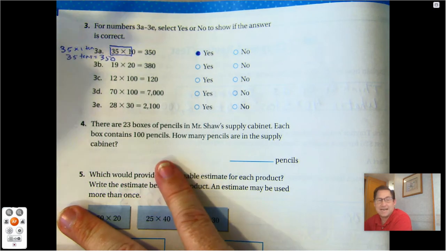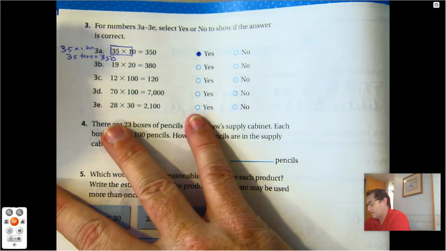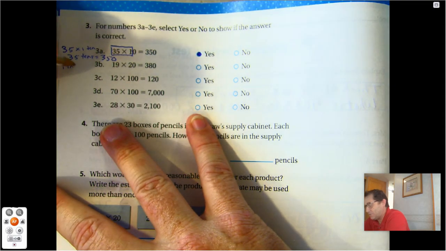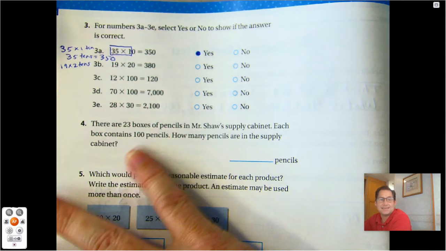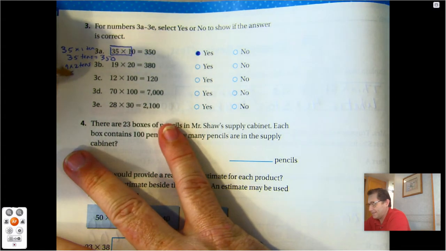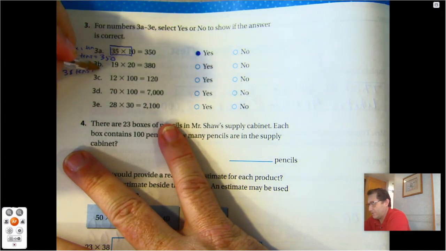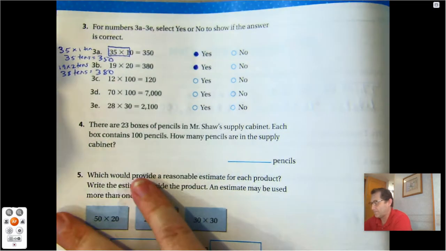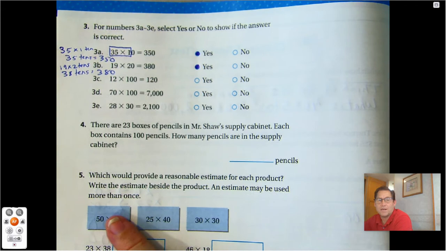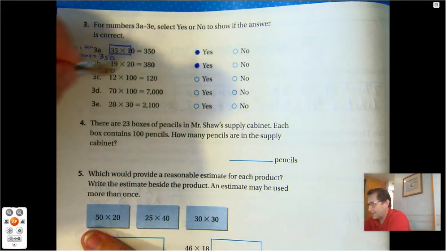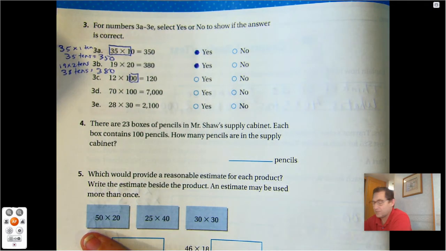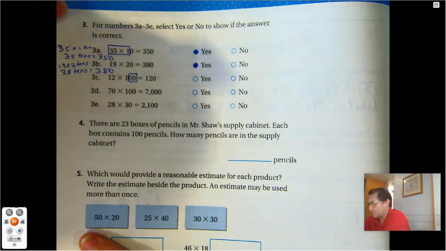19 times 20. So 19 times 2 tens. 19 times 2 tens is 38 tens. And 38 tens is 380. So that's also true. 12 times 100. Well, I know this is not true because 100 has 2 zeros, so my answer will have at least 2 zeros. So this is no.